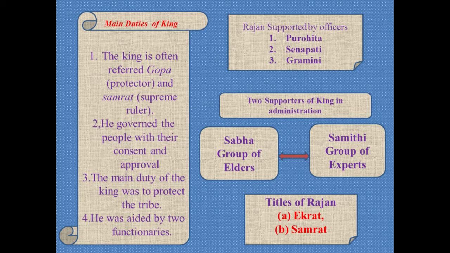For all the services, the people in return, out of love, used to give him lots of gifts. On occasions, the ruler accepted them. It was not by force; it was out of love, as a token of appreciation of his service. Not only that, as I mentioned earlier, he enjoyed titles such as Ekrat and Samrat.